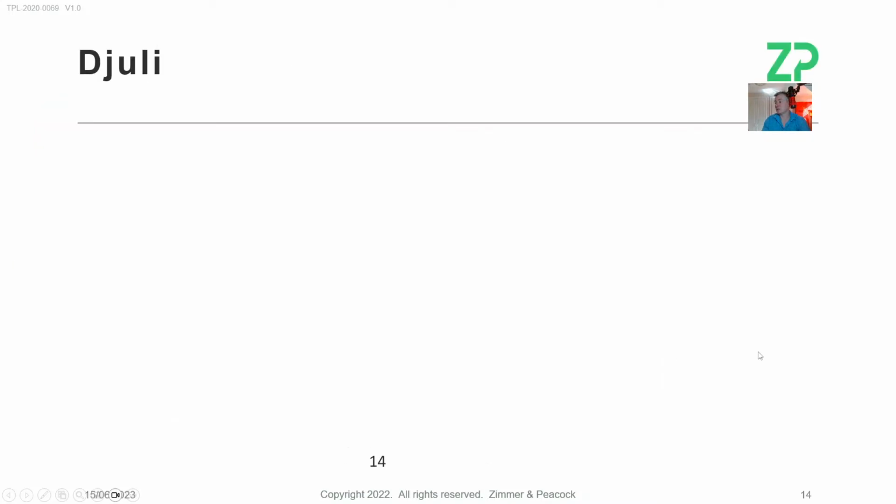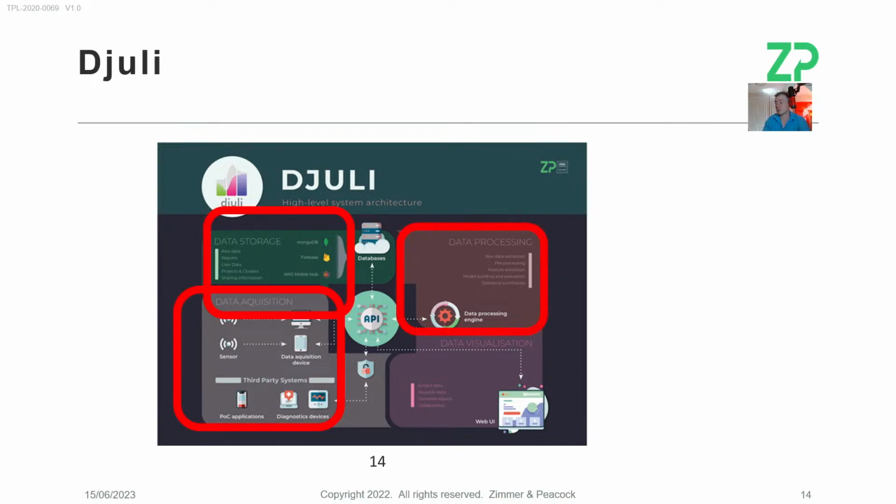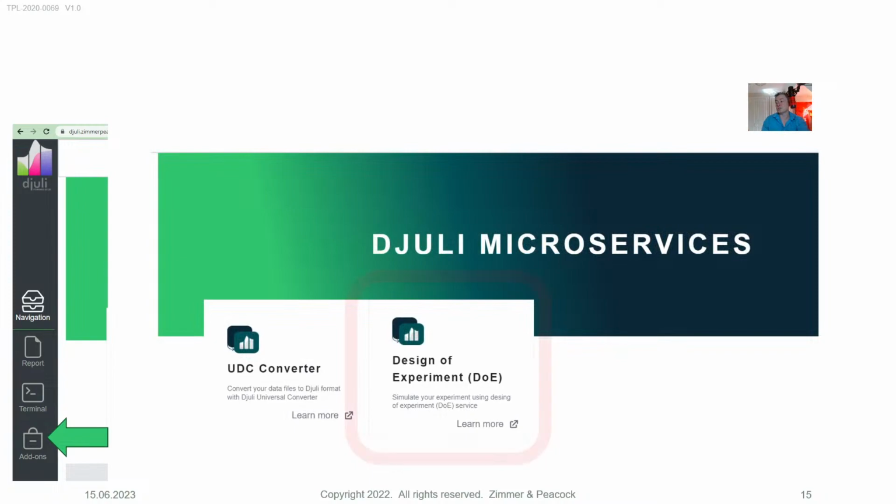Side note, we do have a system called Julie. Julie is a cloud database. We use it all the time. It's going to be relevant to questions in a bit about screen printed electrodes. But Julie allows for data acquisition, data storage, data processing, data visualization. And it also has a little feature called add-ons. And in those add-ons, there's a feature on design of experiment.